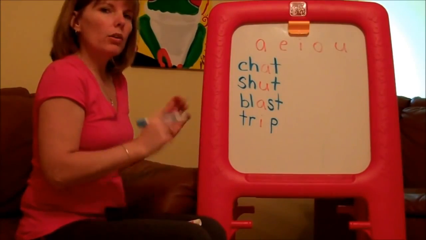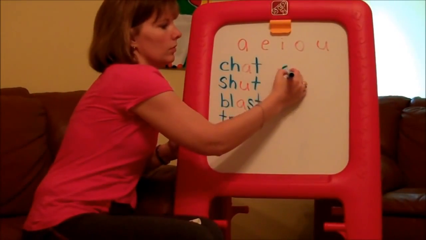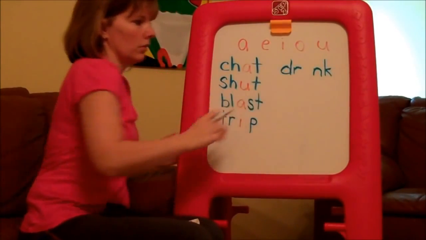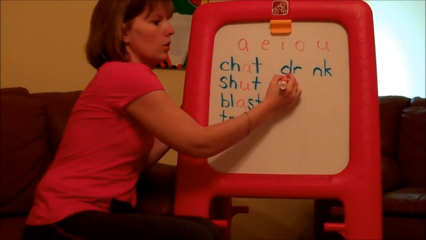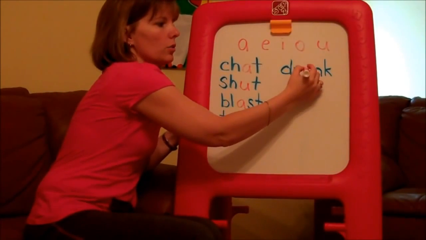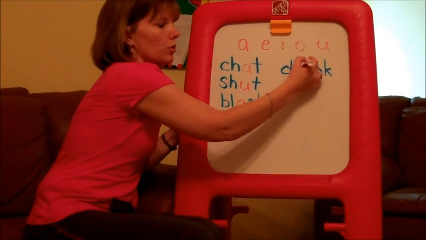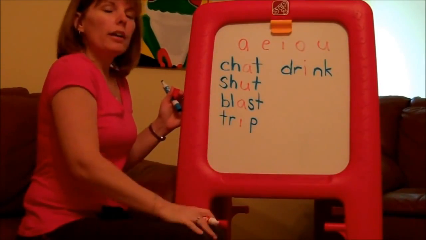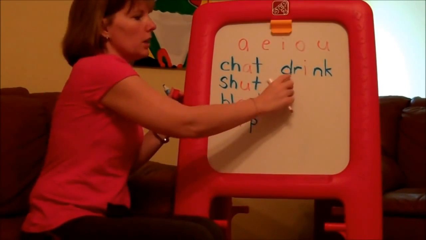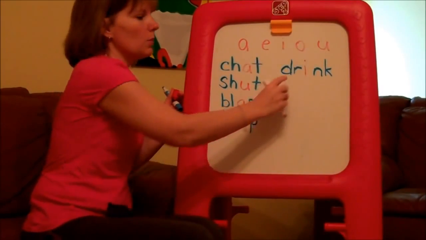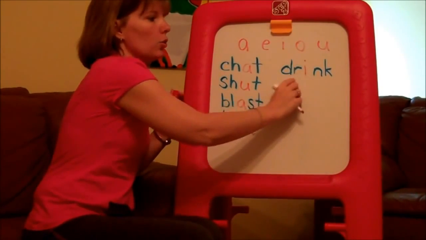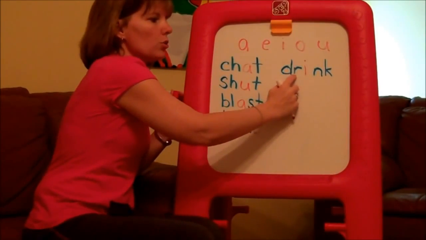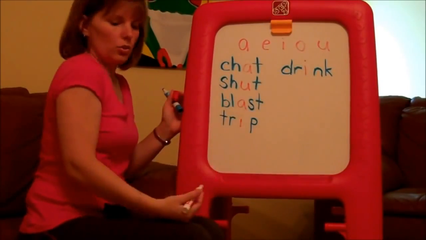Okay, let's do a few more that are a little bit harder. Okay, dr and unk. Drink. Now they know, once they start learning, that they'll have to change the sound a little bit. Because if you were to pronounce this the correct way, it would be drink, and that doesn't make sense. So they will learn how to alter that sound. Drink.